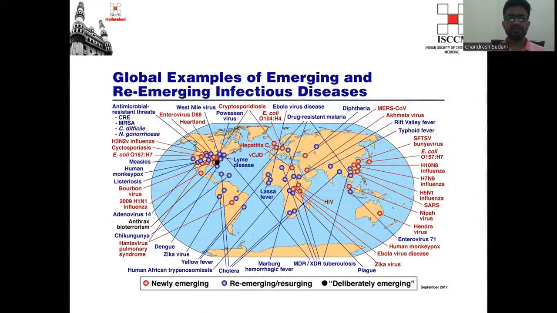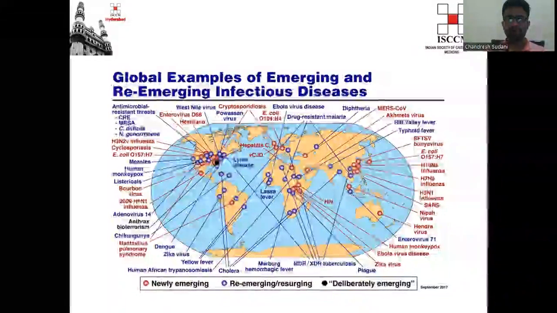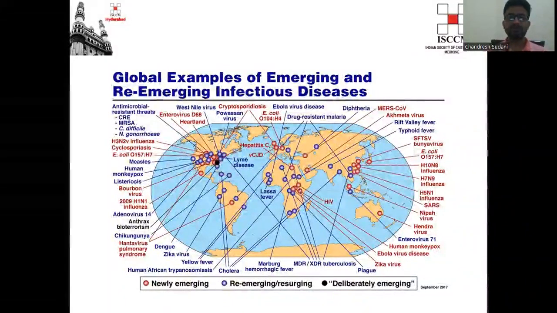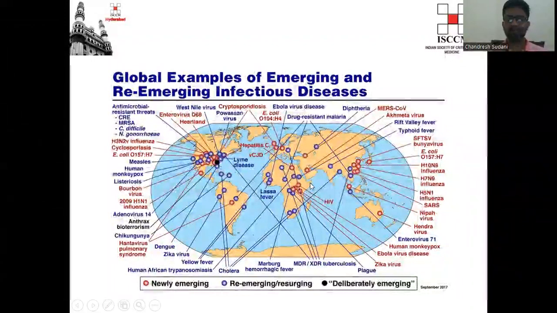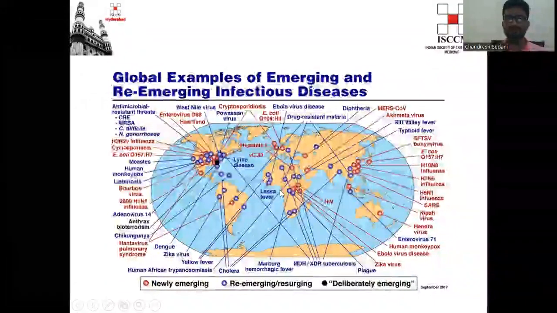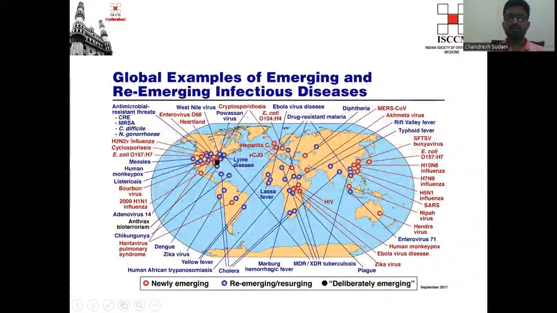So, if you look at the global examples of emerging and re-emerging infectious disease, Dr. Fauci has made an interesting map which shows the distribution of particular diseases in particular geographic regions. If you look here, anthrax was used as bioterrorism in North America. At the same time, in the African countries, you will see more of yellow fever, Lassa virus, and other diseases, including Ebola virus. So there are a number of diseases which are right now considered emerging diseases.